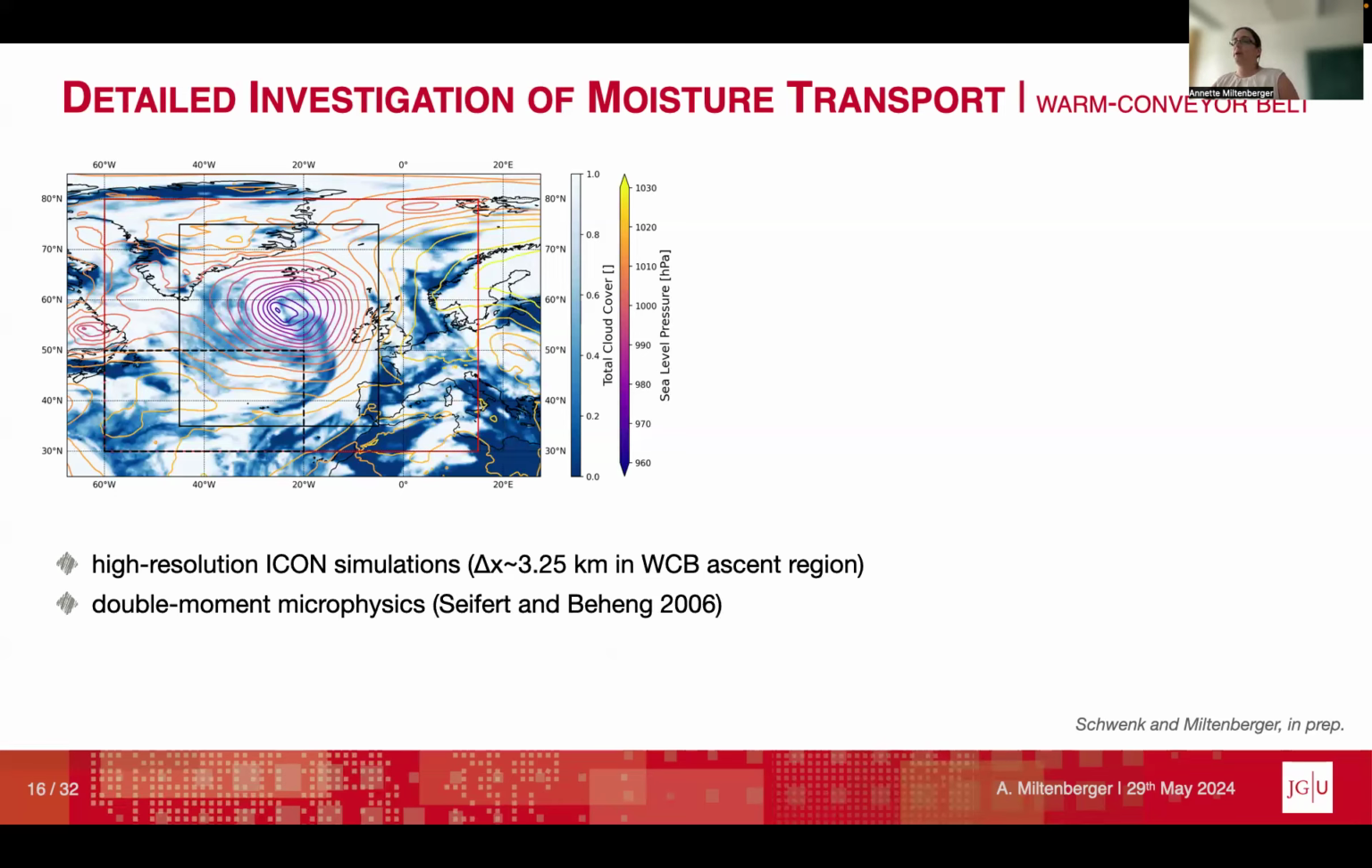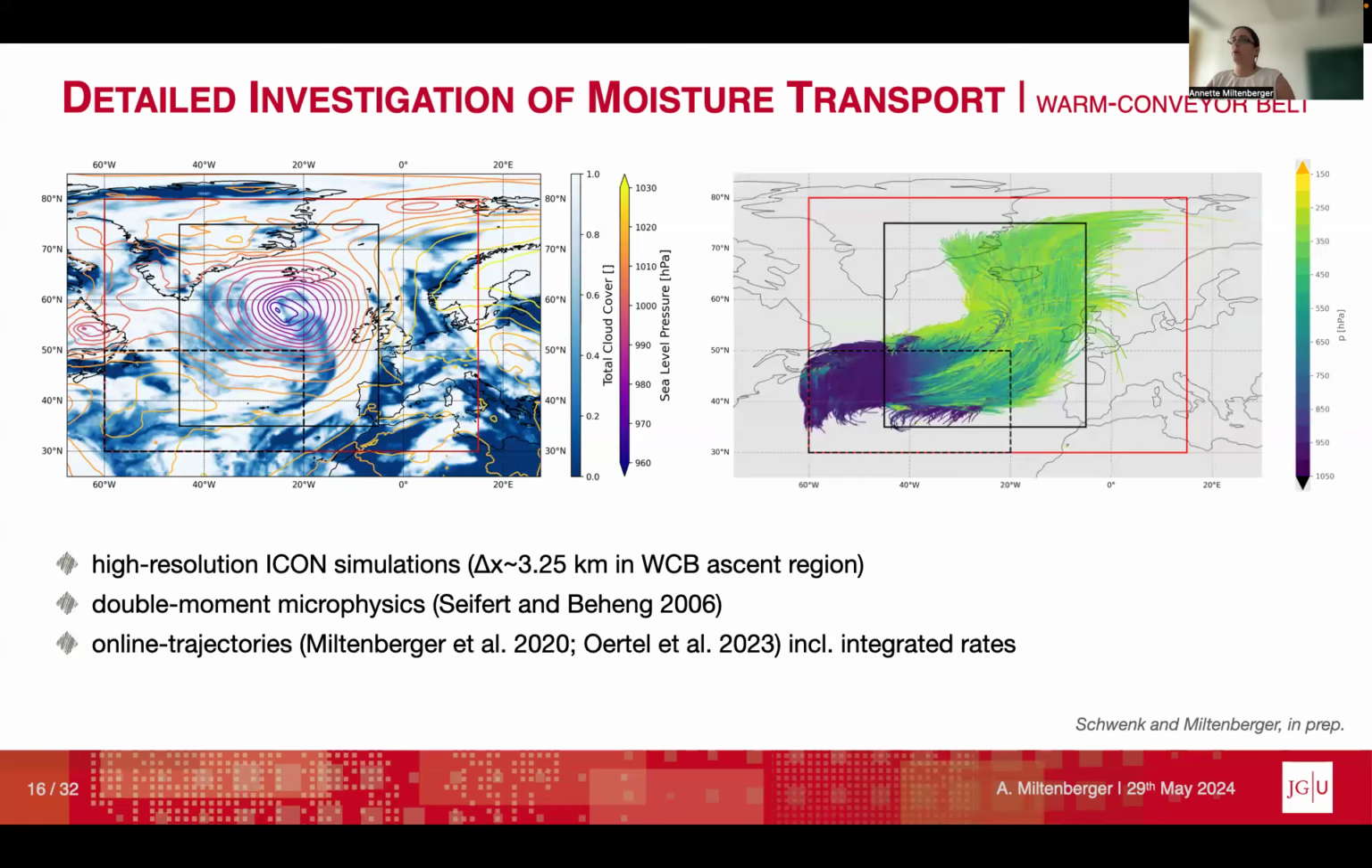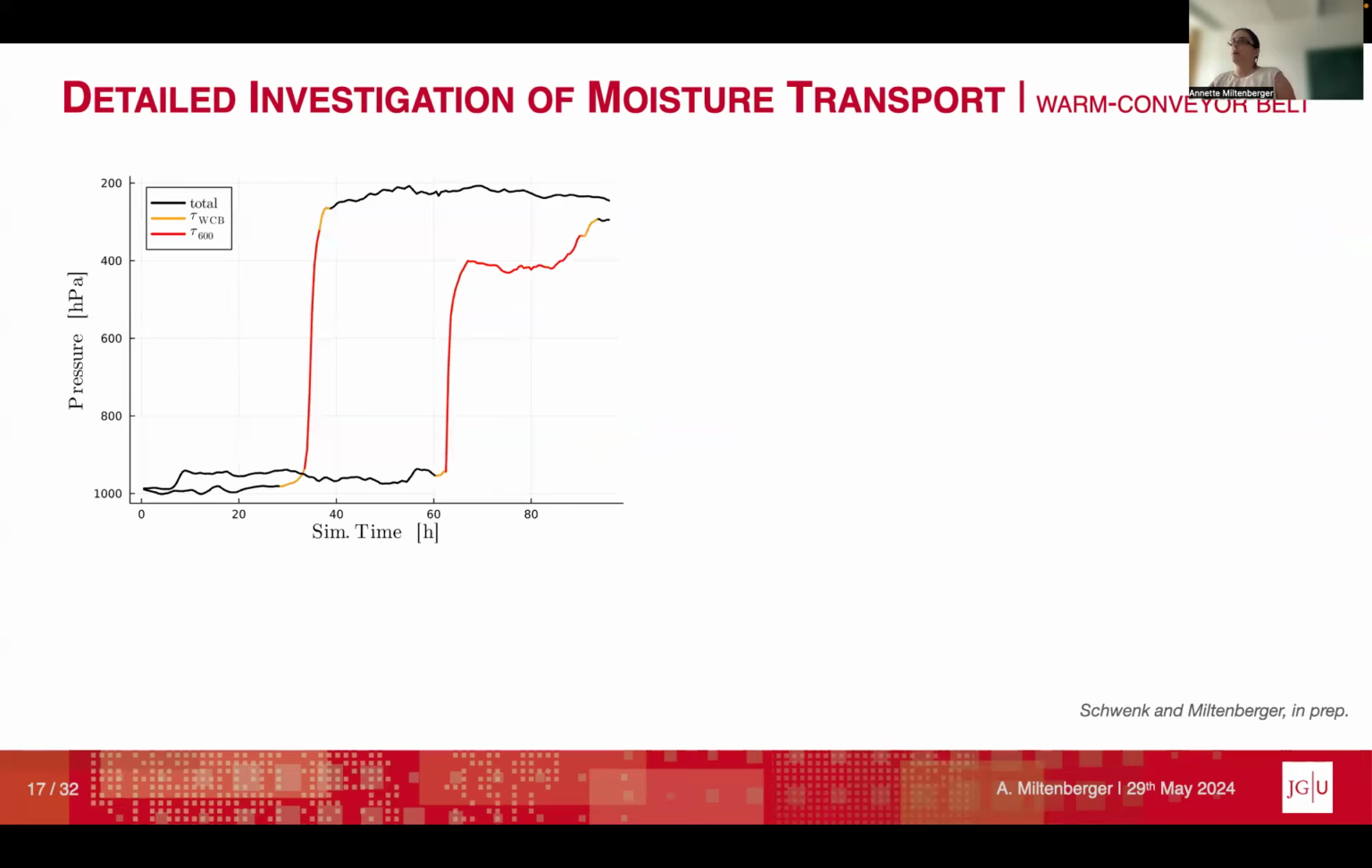We use double moment microphysics, and we use online trajectories. So these are trajectories that are computed during the model simulation and are propagated forward at each model time step, including integrating microphysical and other rates as we go along. So we get very accurate integrals. We do the same exercise. We identify from those trajectories the warm conveyor belt trajectories with a similar criterion.